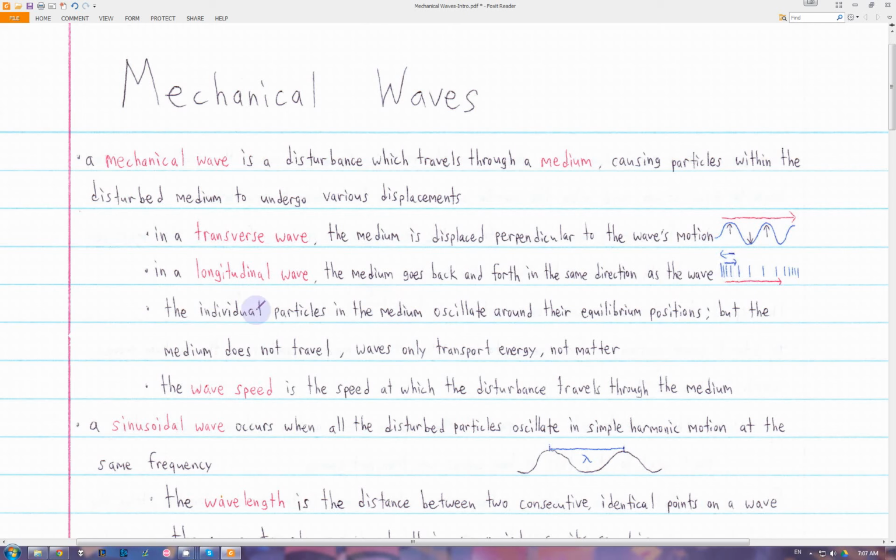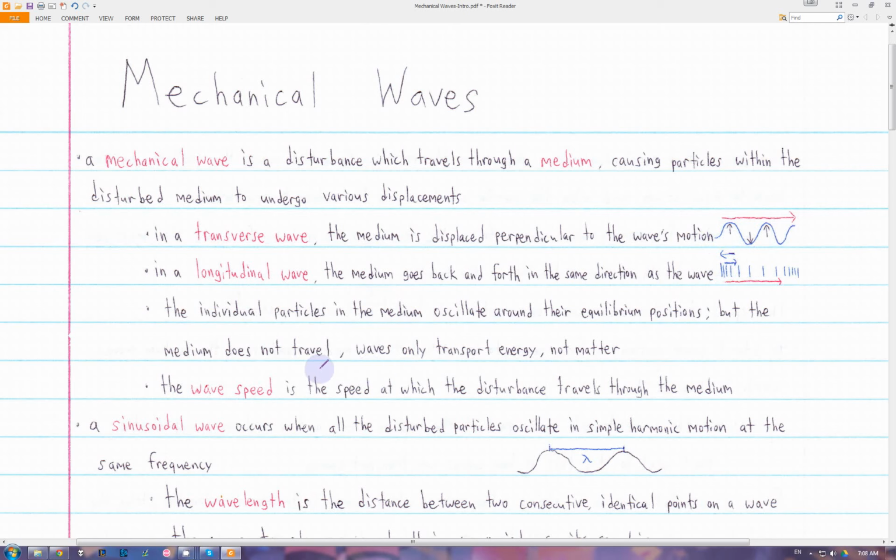And so all these particles in the medium are oscillating around an equilibrium position. In the transverse wave, the equilibrium position would just be a straight line, and the particles are oscillating up and down around that equilibrium line. So the medium that's disturbed by the wave does not actually move. The particles oscillate back and forth, but there is no net movement of the medium itself. So waves only transport energy, not matter.